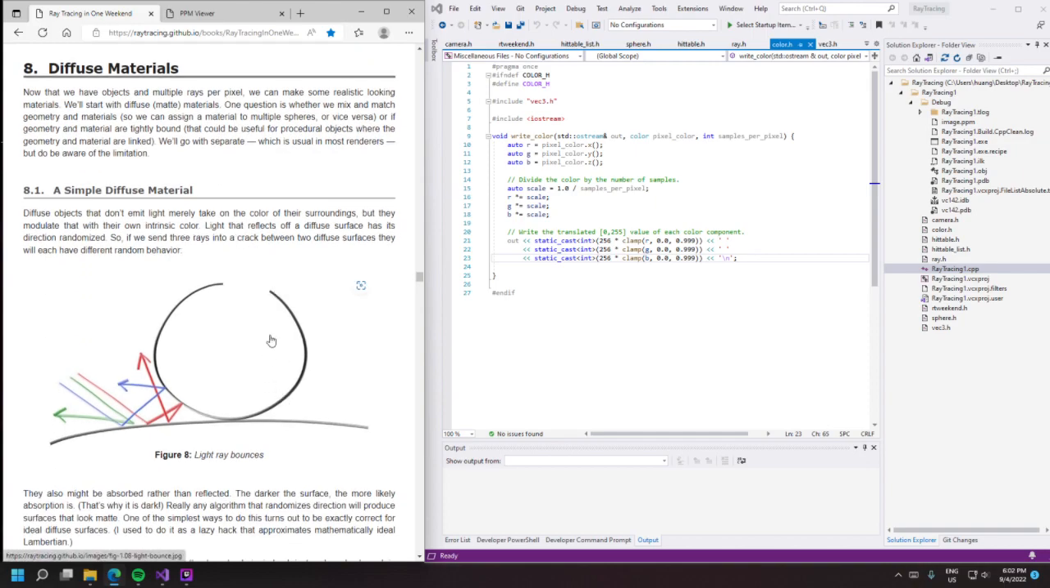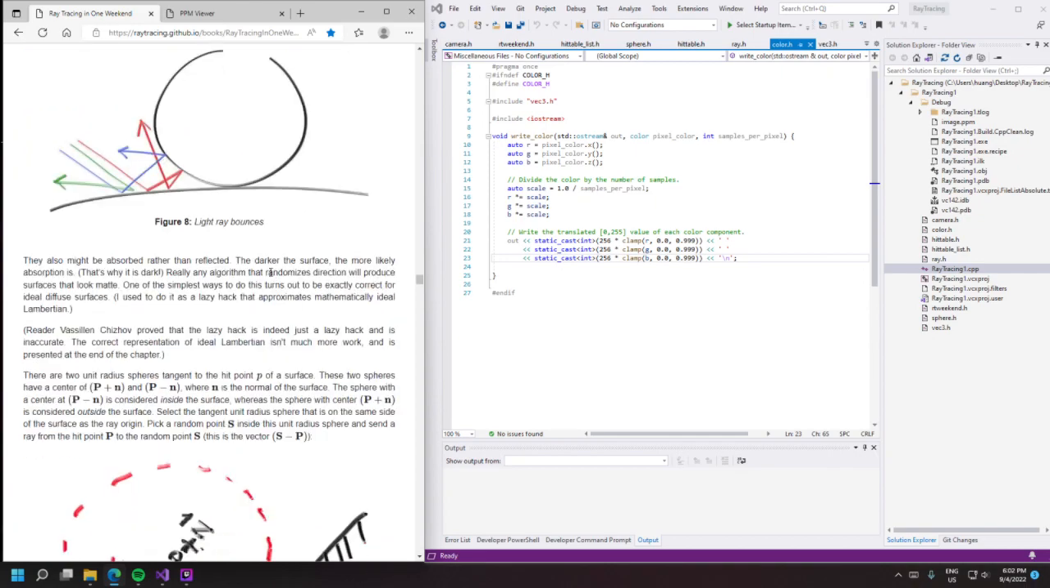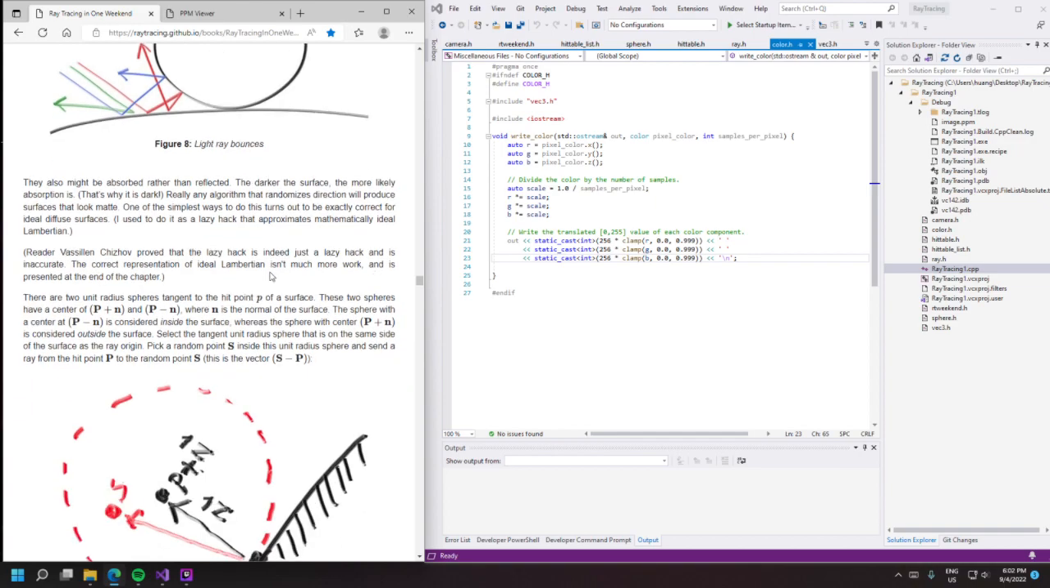A simple diffuse material. Diffuse objects that don't emit light merely take on the color of their surroundings, but they modulate that with their own intrinsic color. Light that reflects off a diffuse surface has its direction randomized. So if we send 3 rays into a crack between 2 diffuse faces, they will each have different random behavior. Light might also be absorbed rather than reflected. The darker the surface, the more likely absorption is.